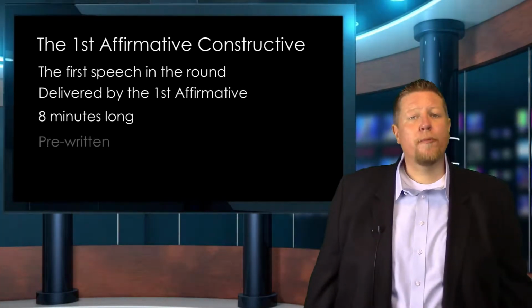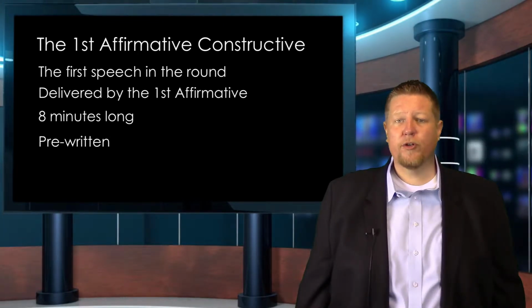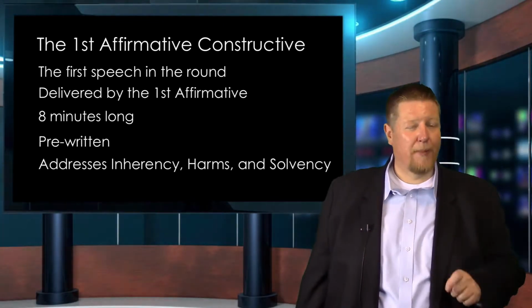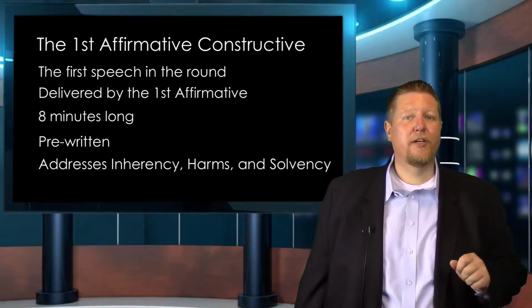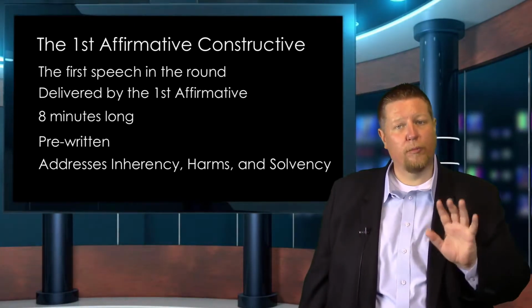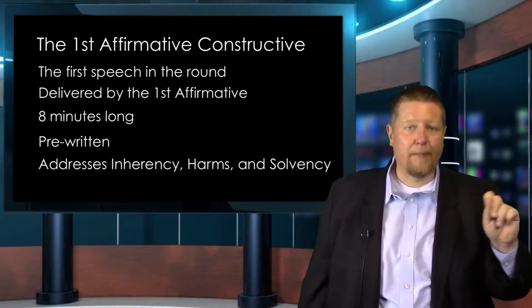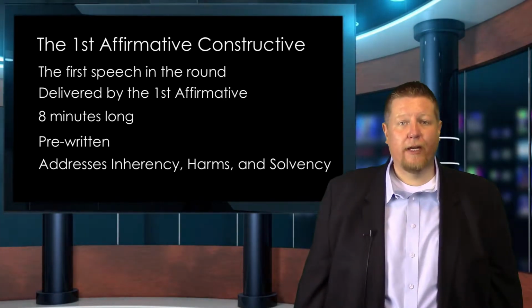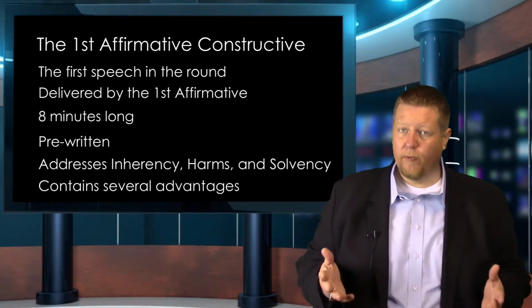You also know that the purpose of the 1AC is to address 3 of the 4 stock issues: inherency, harms, and solvency. The 4th stock issue, topicality, is not addressed in the 1AC because the affirmative team presumes to offer a topical plan. Thus, only the negative team introduces topicality. Finally, you know that the 1AC describes the many advantages of the affirmative plan once the judge votes for it.